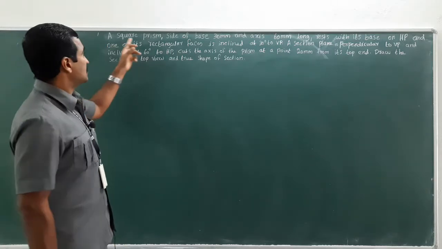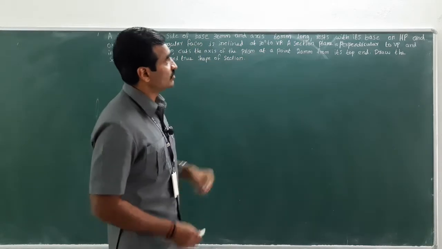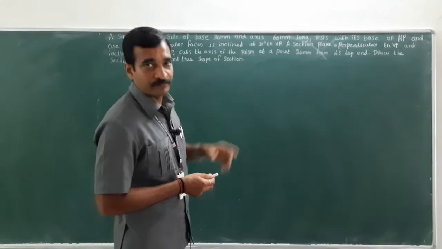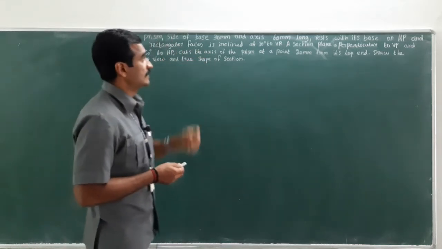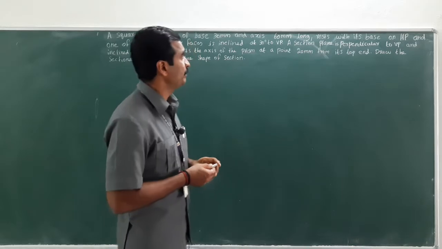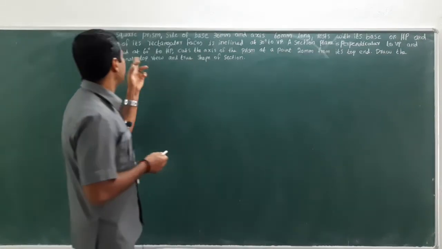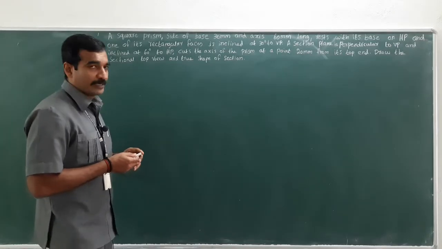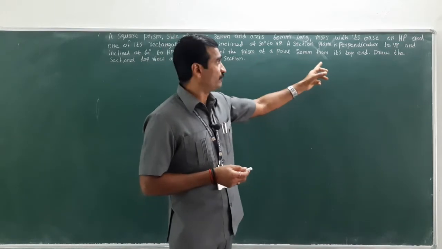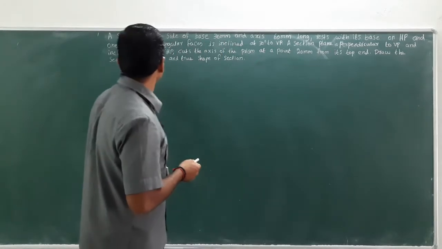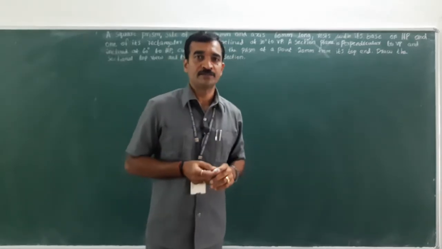A square prism of side of base 30 mm and axis 60 mm long rests with its base on HP and one of its rectangular faces is inclined at 30 degree to VP. A section plane is perpendicular to VP and inclined at 60 degree to HP. Cuts the axis of the prism at a point 20 mm from its top end. Draw the sectional top view and true shape of the section.